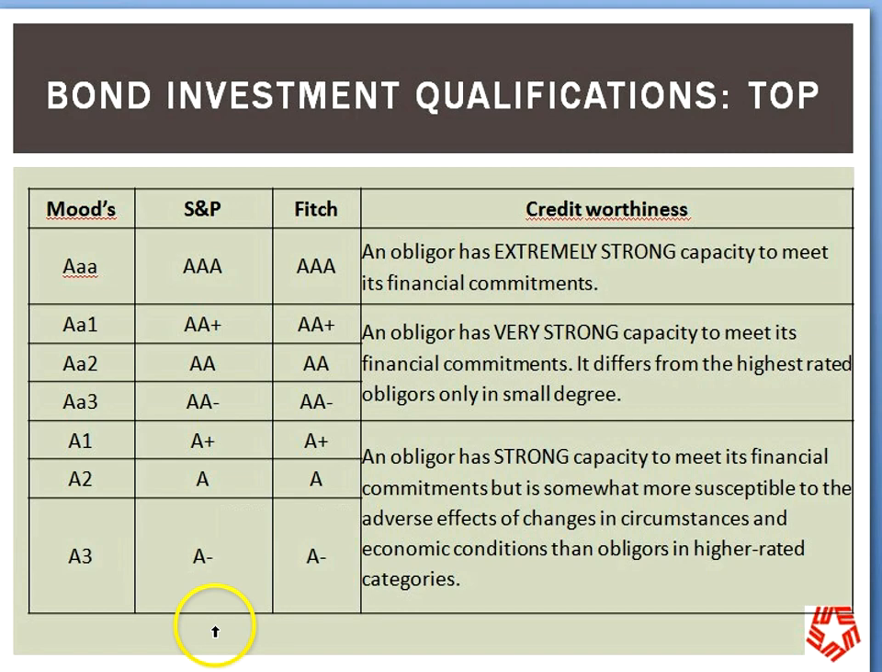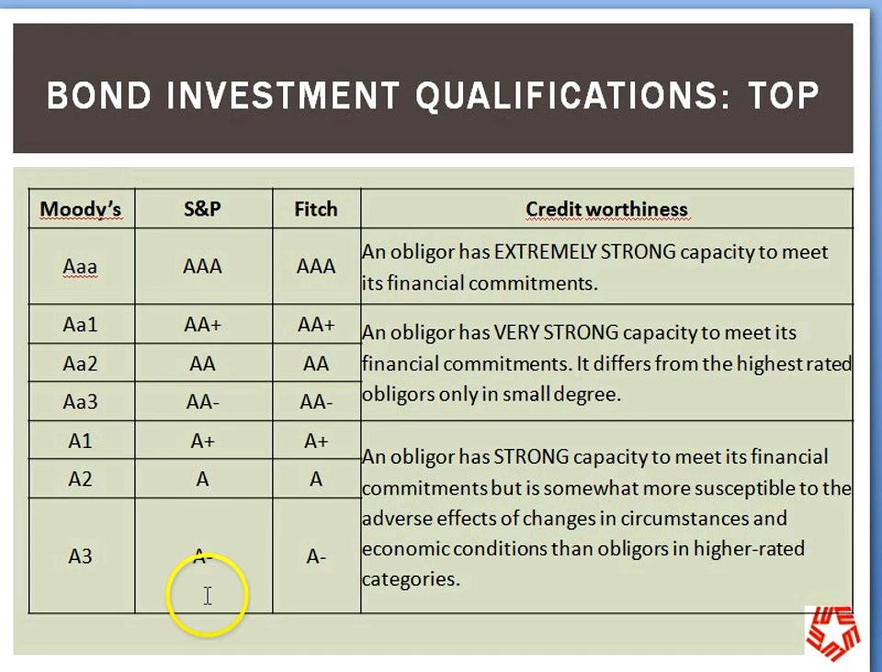Corporations, as well as states and governments at any level, get evaluated in terms of their capacity to pay their debts. So there are three main companies that qualify the debt for each one of the corporations that issue bonds, and these are Moody's, S&P, and Fitch. S&P stands for Standard & Poor's.